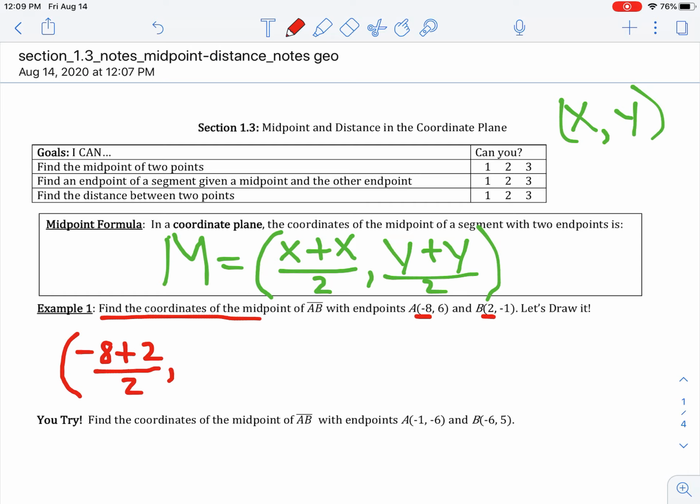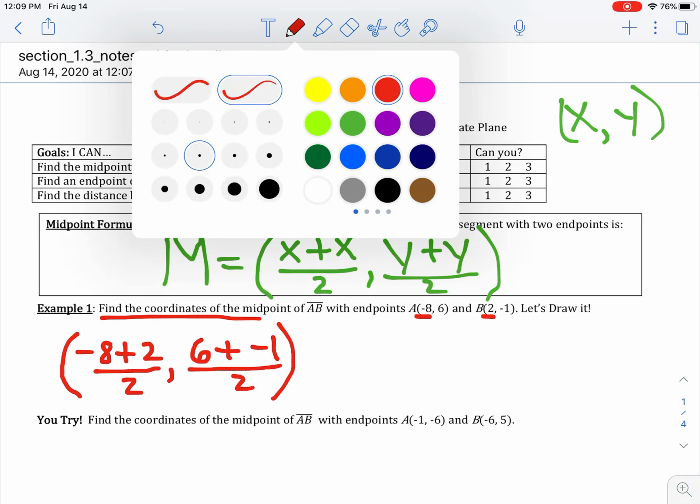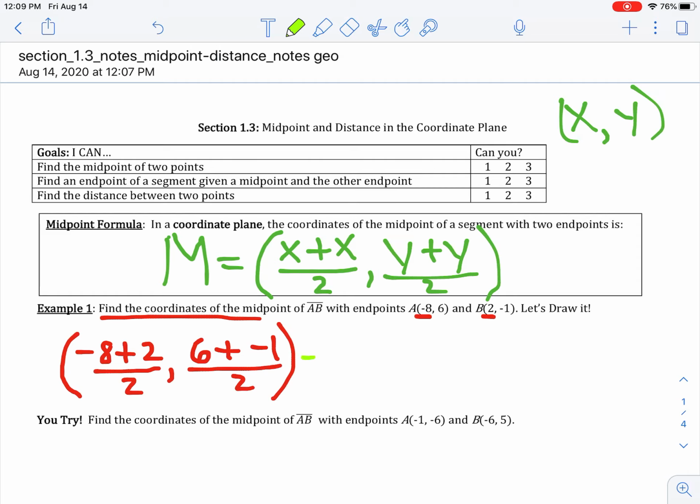Now I'm going to go back to my y's. My first y is a 6. It's not underlined. Plus a -1. So I've plugged it in exactly how I see it. All right, now we're going to go ahead and clean this up a little bit. I know that -8 plus 2 gives me -6, and then I'm going to divide by 2. And then I know 6 plus -1 is a +5, and then I'm going to divide by 2.